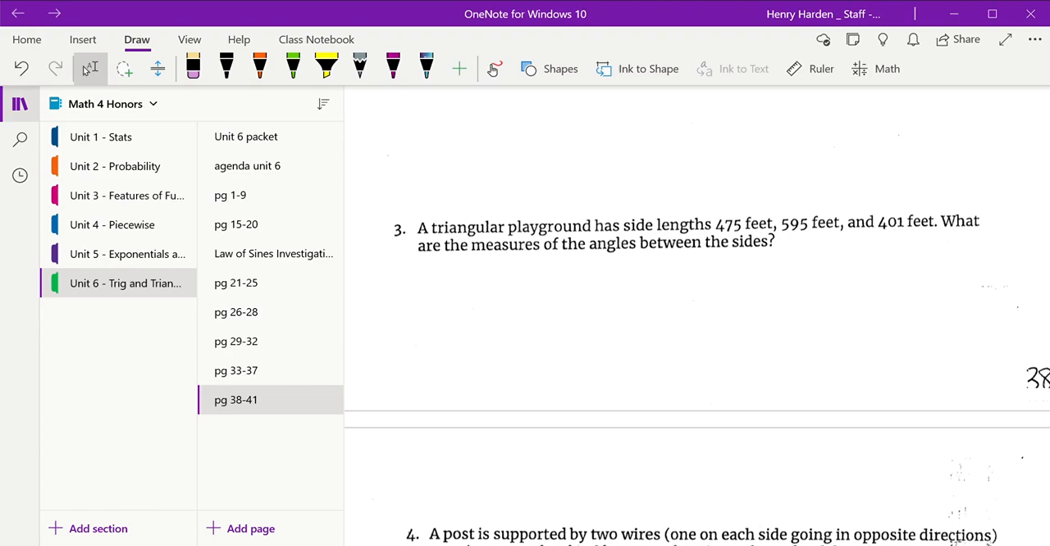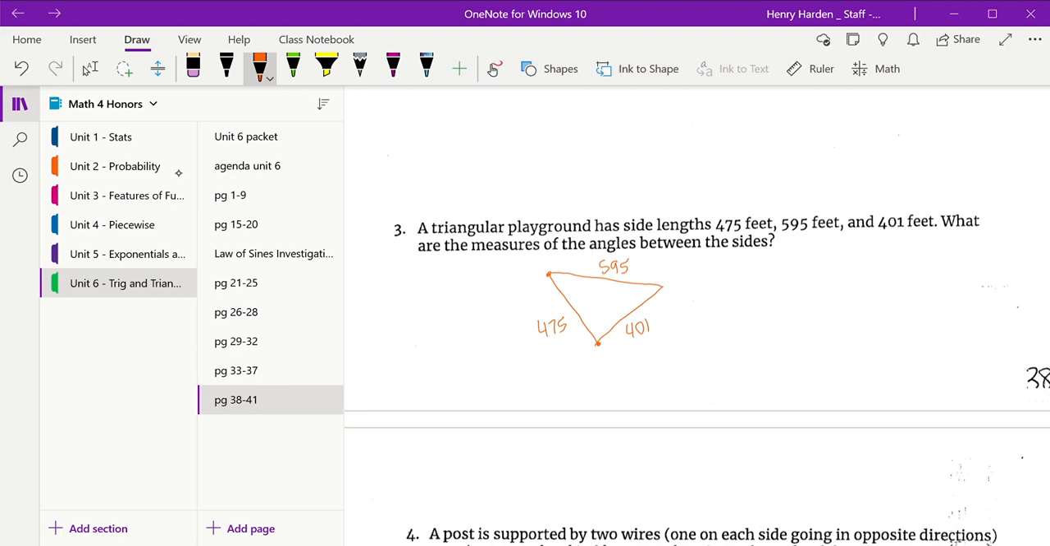All right, so the first one I'm going to look at is number 3 here. We have a triangular playground, so I'm going to make just a triangular playground. Obviously this is not drawn to scale, but I'm going to try to put it to scale because it doesn't really specify anything. The side lengths are 595 feet, 475 feet, and 401 feet. What are the measures of the angles between the sides?